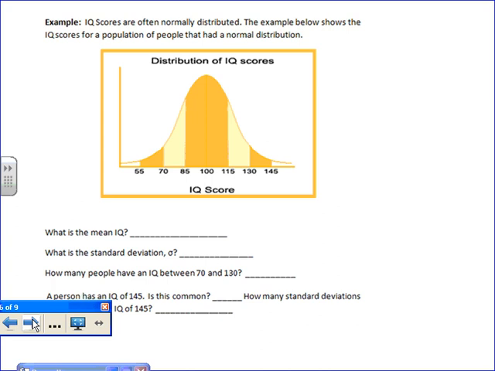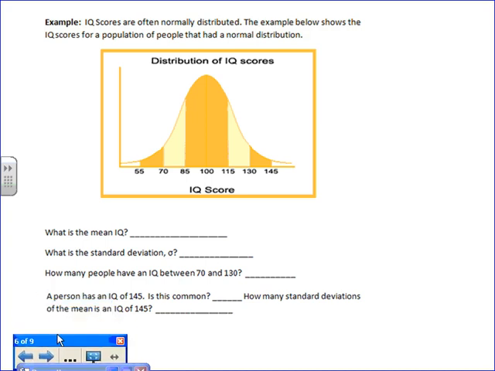Let's do a real example here with some real values. So IQ scores were measured, let's say for a population of people, maybe it's the people that live in Canada or people that live in Vancouver. And IQ scores are usually normally distributed, which means that when we make a frequency graph for them, they usually look like a bell curve. This example below shows the IQ scores for a population of people that has a normal distribution.